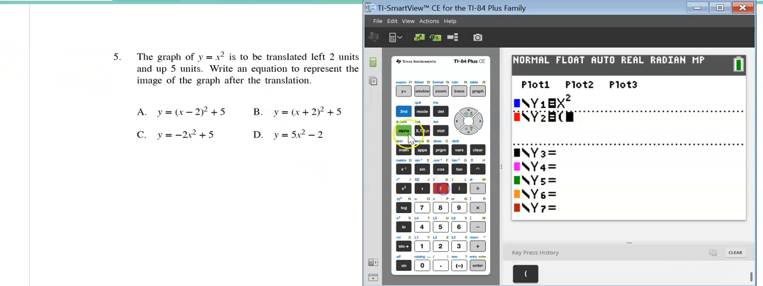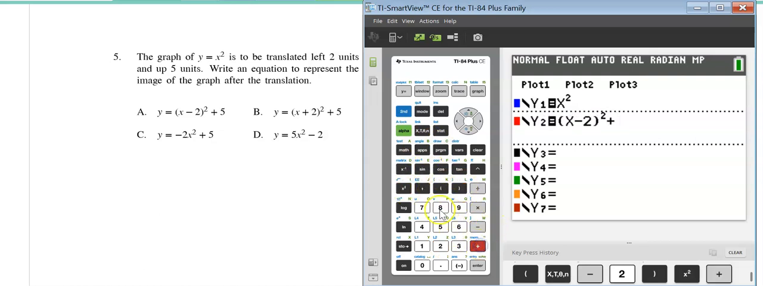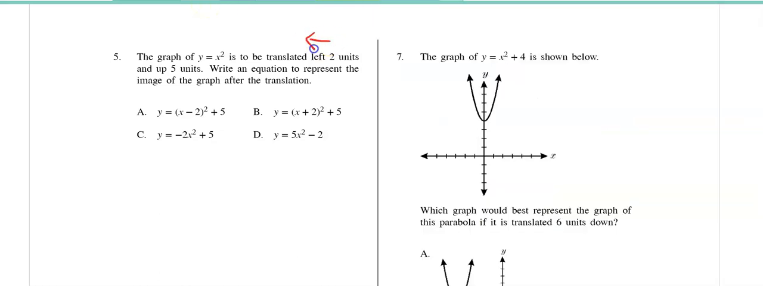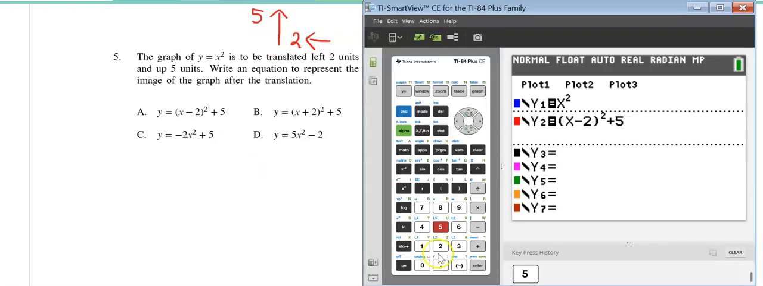So I'm going to do open parentheses, x minus 2, close parentheses, squared, and then plus 5. So I know right here, and this is something I didn't say, that it's going to go left 2, and then it's going to go up 5. So I'm looking for that movement in the picture.